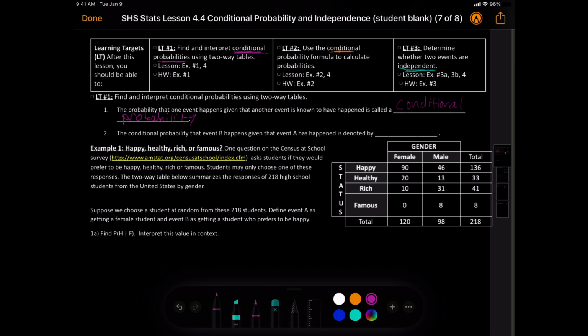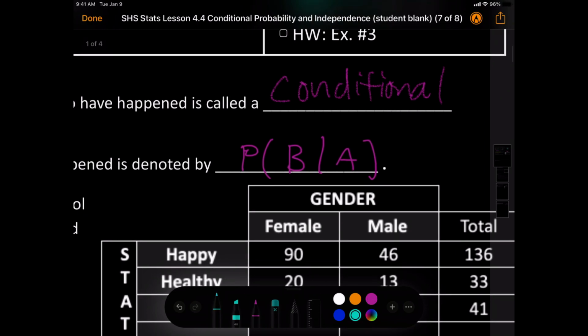that event B happens given A has happened is denoted by P(B | A). Oops, that's a parenthesis. The other one in the middle there is a vertical line. And this is read as given that, or you can use a word like, kind of like, under that condition.